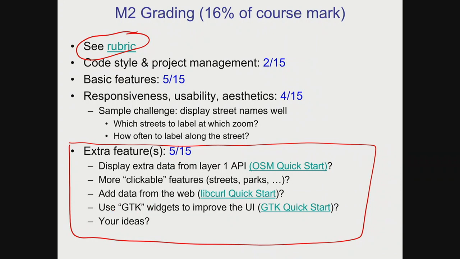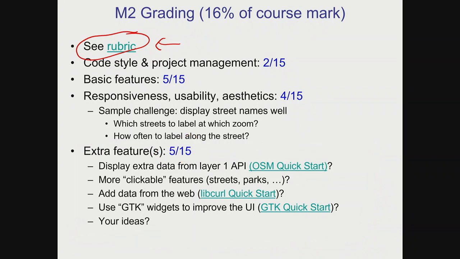And you may have your own ideas. You know, what do you think would be a cool feature to implement? If you go to this rubric, it basically gives a bunch of ideas for possible extra features, as well as how hard we feel they are and therefore how many marks they would be worth. And you'd want to pick extra features that add up to at least 5 so that you have a chance to get full marks if you do them well. But you can also come up with your own ideas, and if you want feedback on, does this sound good, does this sound easy, does it sound hard, ask your TA.